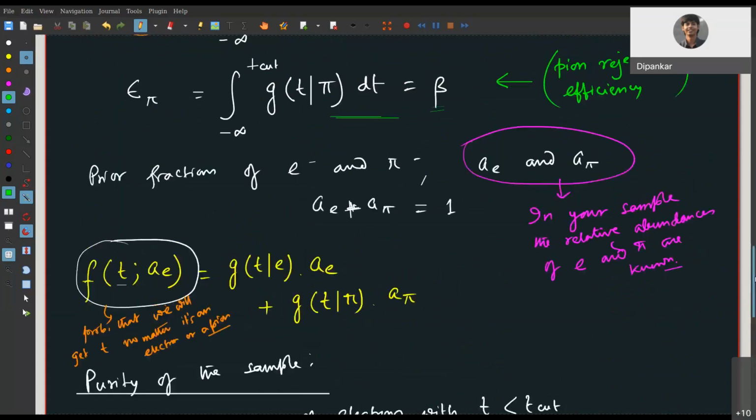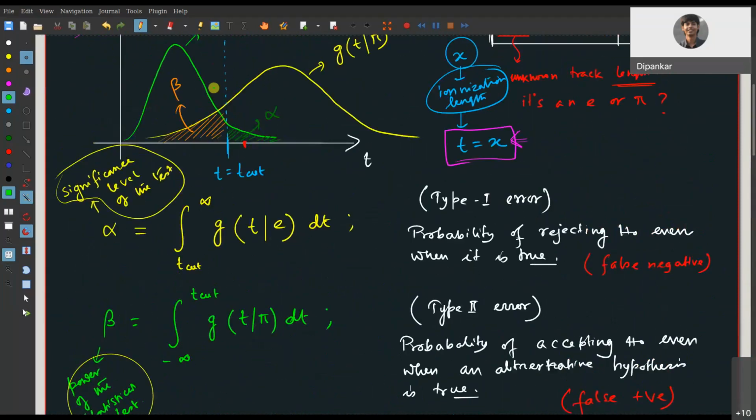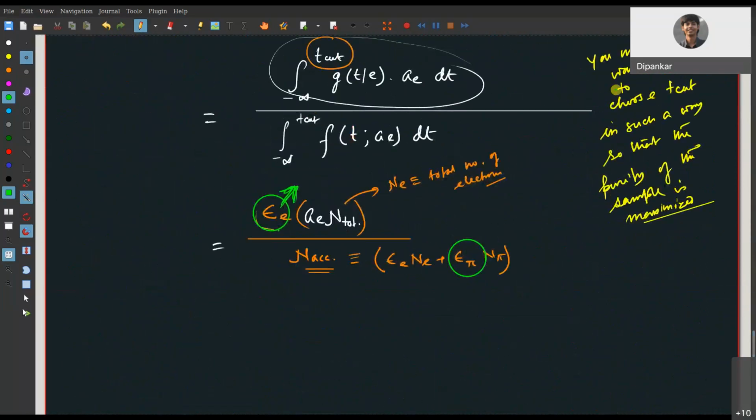Okay, so there is an optimal place to move this t cut and place it in an optimal position, such that if I am interested in the purity of the sample, then this purity will be maximized, and then you will find a value of t cut.